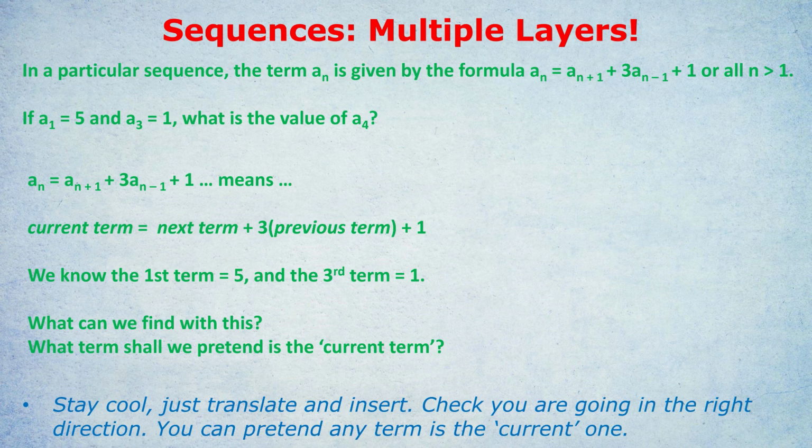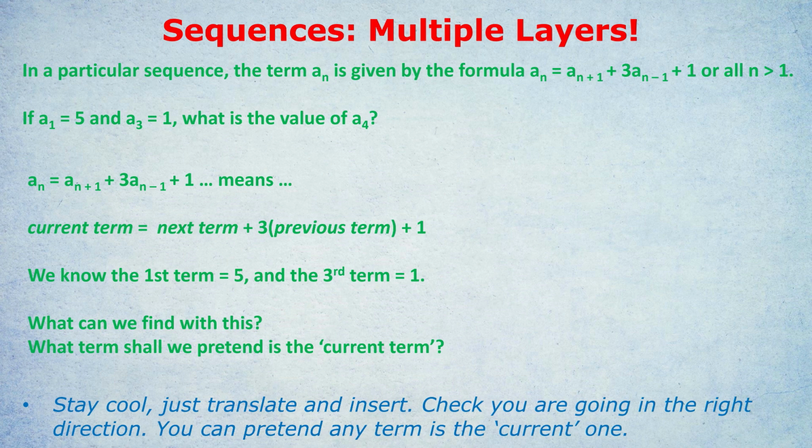So the current term, the first term, we would know. That's 5, that's the first term. The next term, A2, we wouldn't know. But then the previous term would be A0. Remember, if the current term is the first one, the previous term is the 0th term. But we don't know that. And we don't know the second term. So pretending that the current term is the first term won't really help.